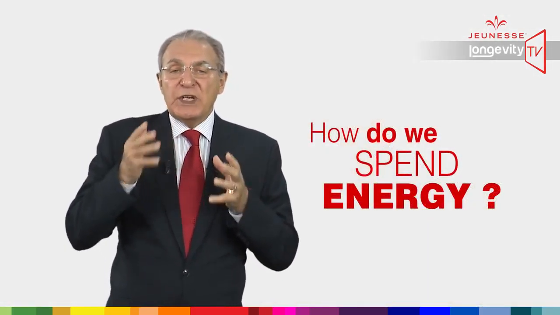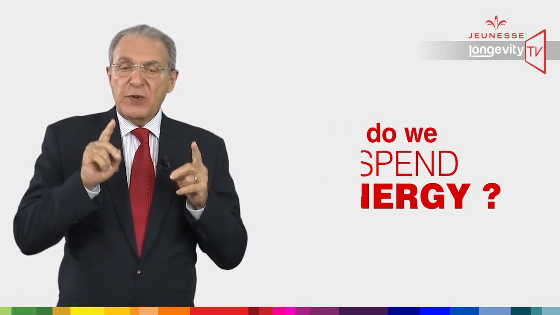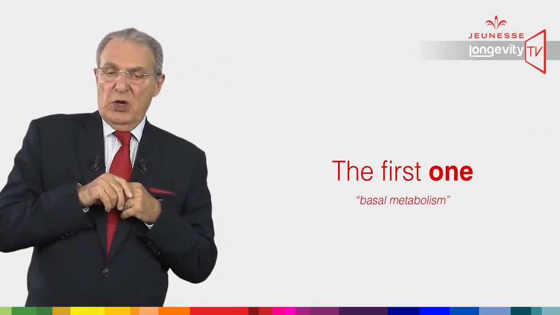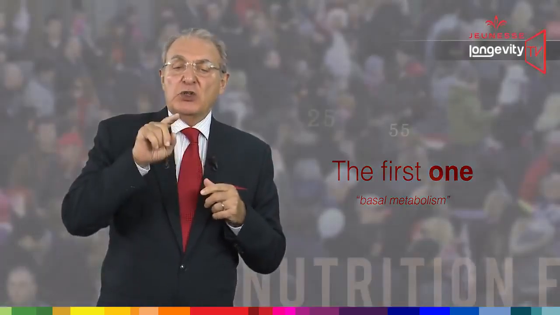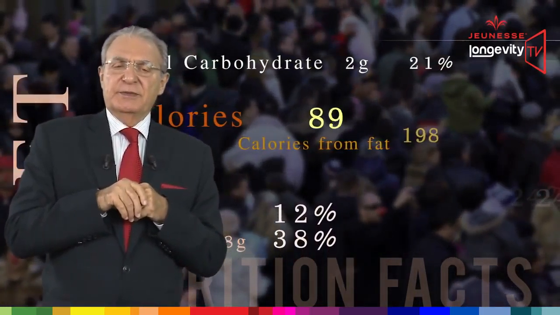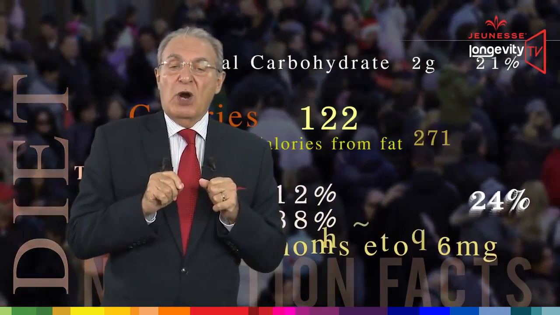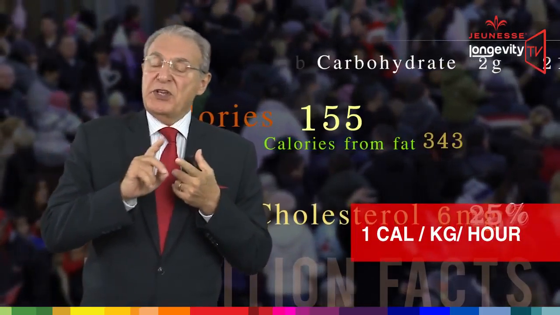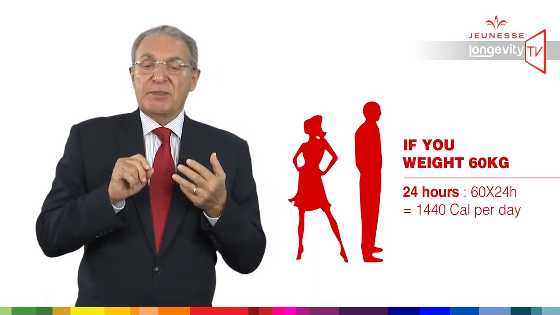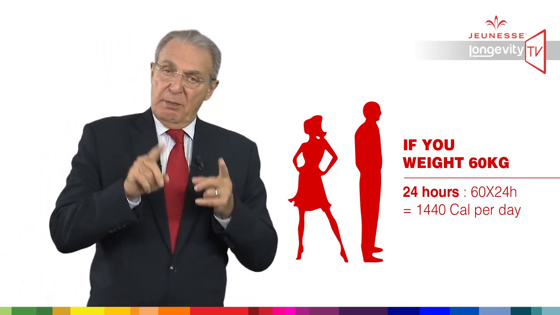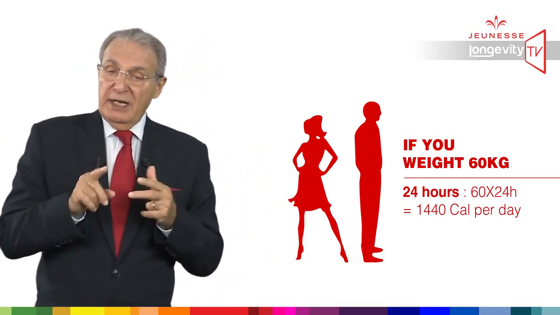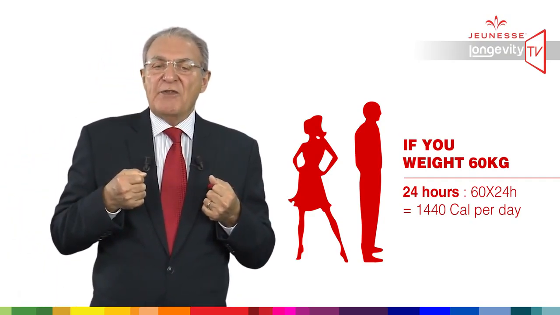Now, how do we spend energy? There are 3 ways to spend energy. The first one is what we call basal metabolism, which is the necessary energy required to get our body working and all our millions of chemical reactions working properly. This requires approximately 1 calorie per kilo and per hour. So if you weigh 60 kilos, you will spend in 24 hours 60 multiplied by 24, equal to 1,440 calories per day. And this is good news because you have no control over that.